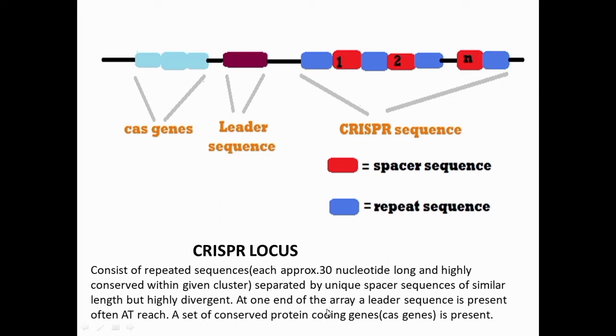And at one end of the array, a leader sequence is present, often AT rich. As I told you, this is the leader sequence which contains the promoter region. That's why it is an AT rich sequence. And a set of conserved protein coding genes, that is Cas genes, is present. So Cas genes encode the Cas proteins, which are important in the CRISPR mechanism.